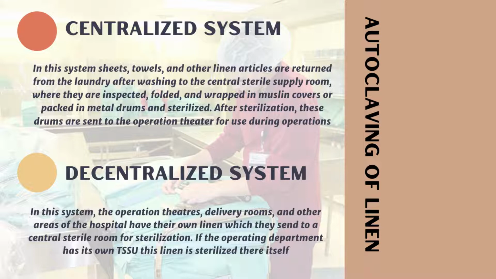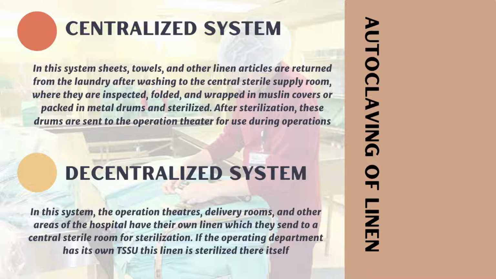So this is the difference between centralized system and decentralized system. These are the two systems of autoclaving of linen, and the sterilization of the linen supplied to the operation theaters is a must to avoid infection during the operation. All the big hospitals are advised to have their own central sterilization service department called theater sterile supply unit within the operating department.